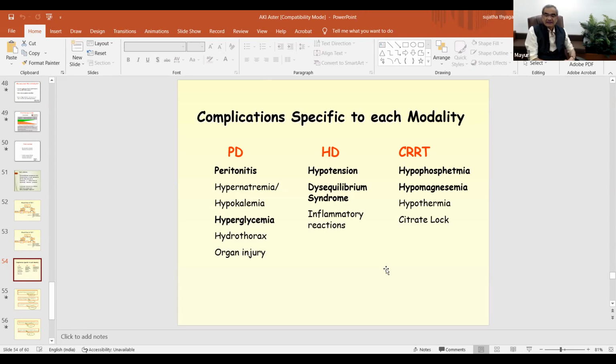So, peritoneal dialysis, complications, specific peritonitis. If you remove too much fluid on PD by using hyperosmolar solutions when they are not required, then you will develop hypernatremia. You may develop hypokalemia, so you have to manage electrolytes and add potassium to the PD fluid if required. Hyperglycemia, sometimes requiring intraperitoneal insulin administration, and then some other rare complications like hydrothorax or organ injuries.